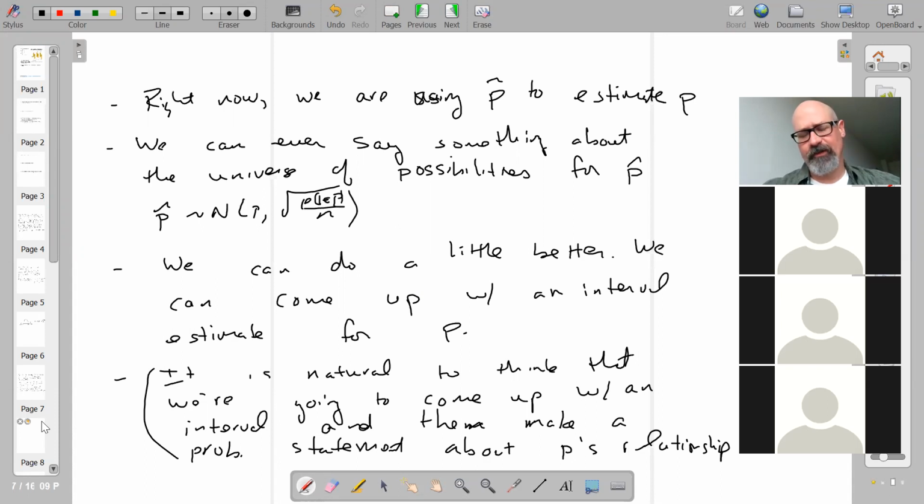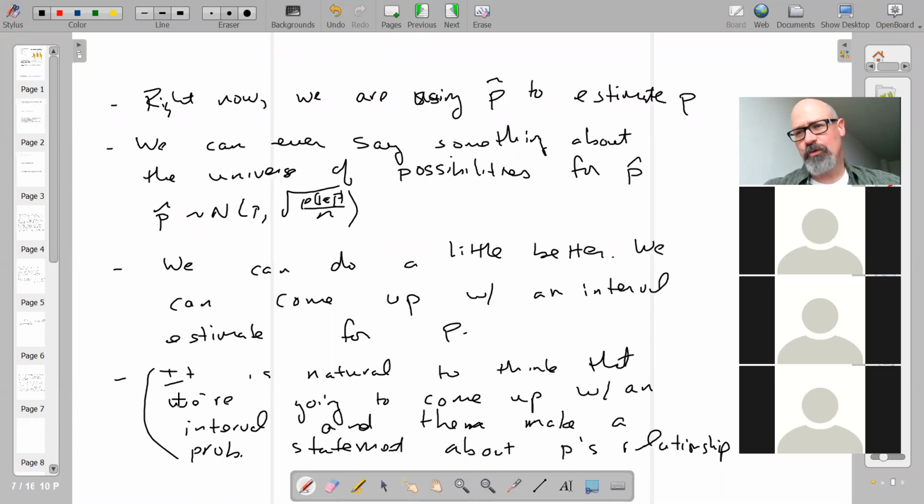So I haven't really talked about the conditions very much, about when the sampling distribution for P hat looks normal. I feel like I should say something about that, but I'll probably just sort of allude to it in just a bit. So the last point here: it's natural to think that we're going to be able to make some probabilistic statement about a parameter location.